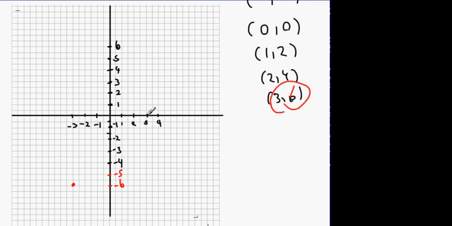What's the last point? 3, 6. 1, 2, 3, 6 is up here. And what happens then? Join them together. And then once you join them together, just put in the rest of the dots. Minus 1, 0, 1, 2, 2, 4.